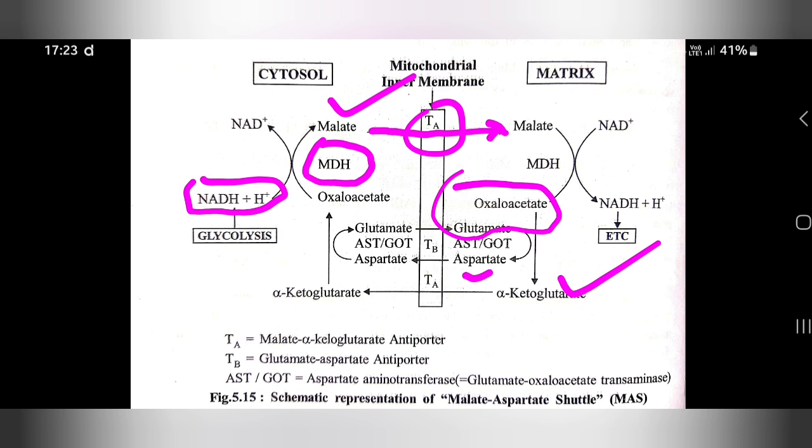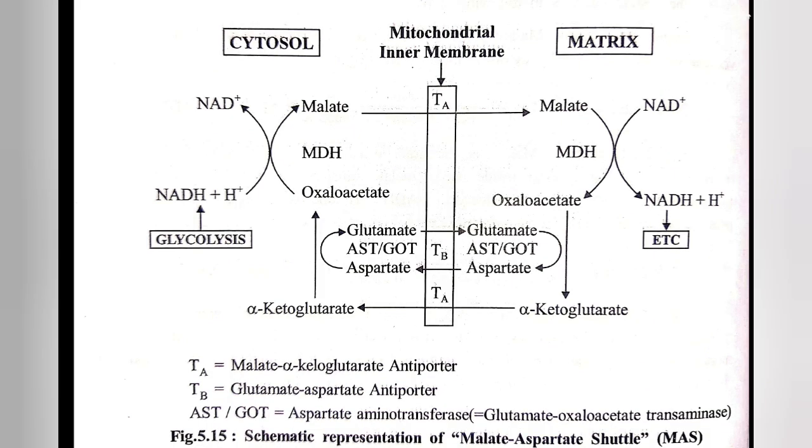So here two enzymes work. One is malate dehydrogenase, MDH, and the second one is aspartate aminotransferase, and two antiporters work, like malate alpha ketoglutarate antiporter and glutamate aspartate antiporter. Malate alpha ketoglutarate antiporter is TA and TB is your glutamate aspartate antiporter. So it is all about our two shuttle systems which are present.